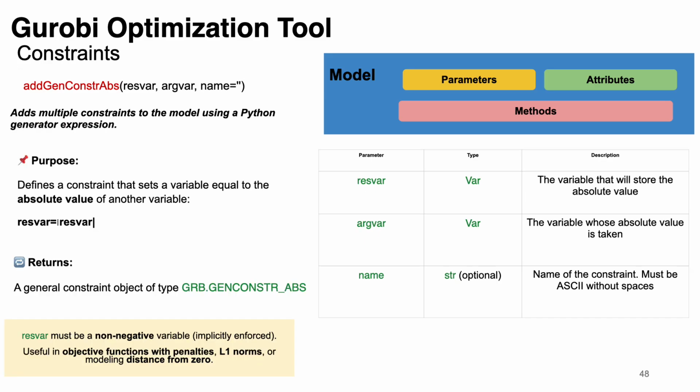When executed, this returns a GRB.GenConstr_abs object. Its explicit purpose is to mathematically enforce that the result variable equals the absolute magnitude of the argument variable.